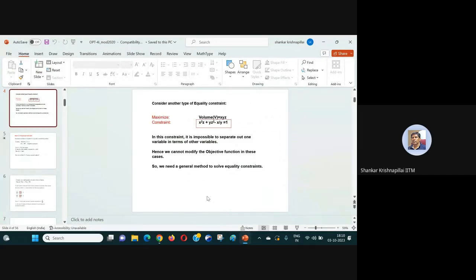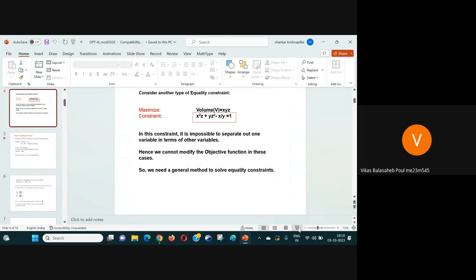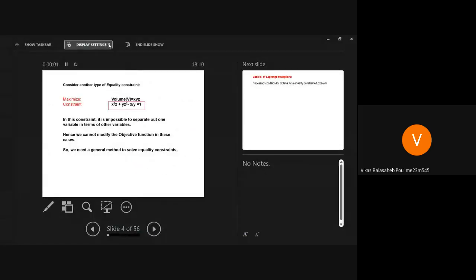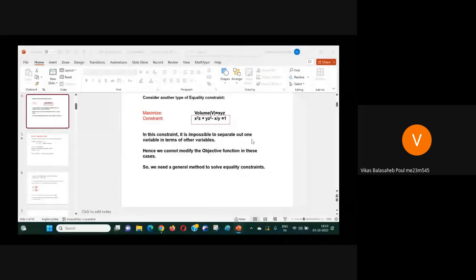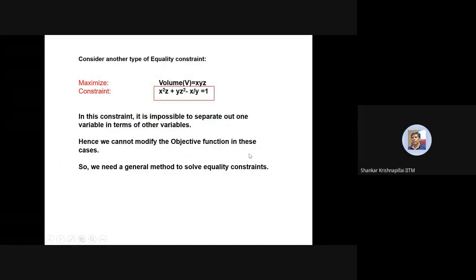Are you able to see my screen? Oh, okay, so I'll make it full screen. So can you see the screen? Oh, yes, sir. Okay.